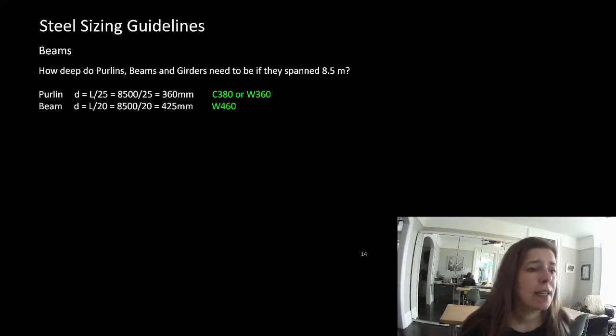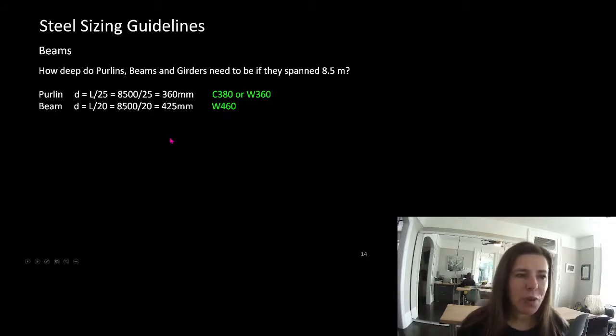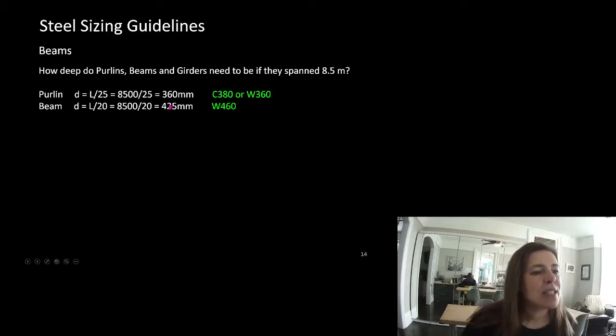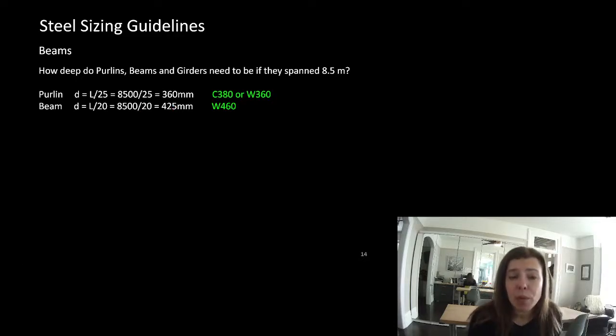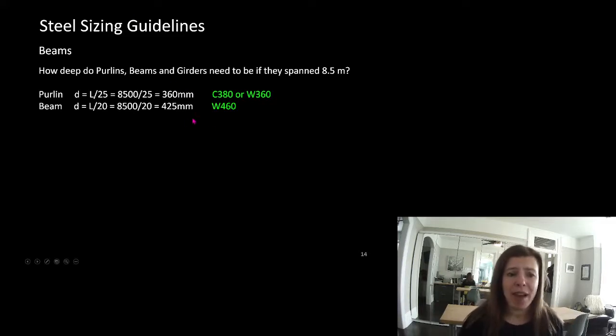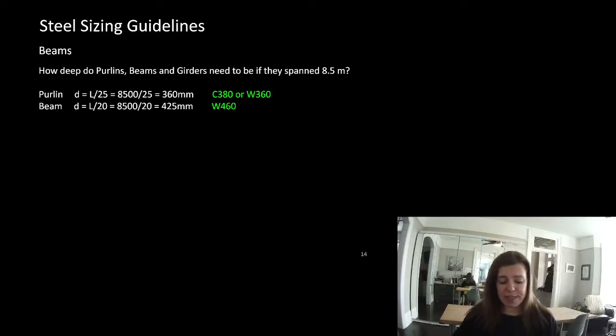Okay. Let's see if I did all of them with the right size. All right, so 8,500 divided by 20 is 425. It looks like I typoed that there, knowing that I was going to pick a W360. If we go back and look at that list, we have a W410 or a W460. Remember, these are the sizes that exist in the world. We can't write a W425 because that doesn't exist. They don't make it.